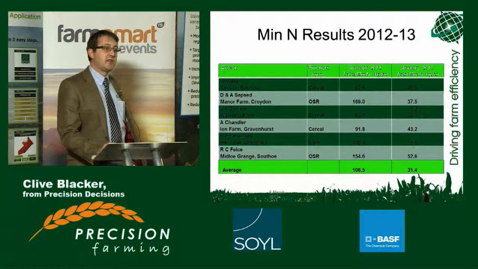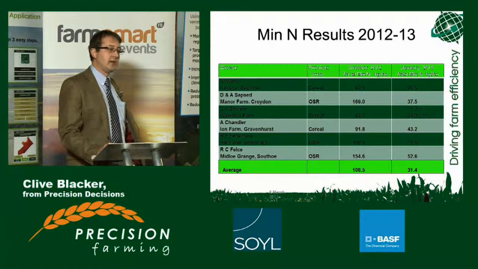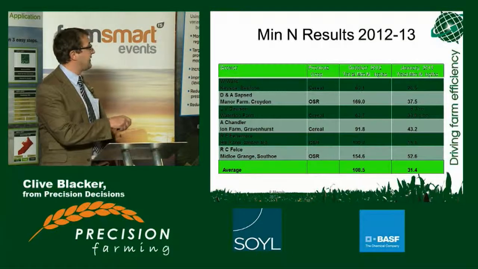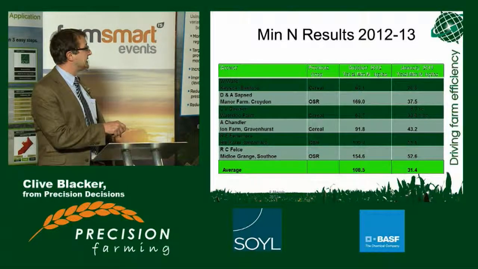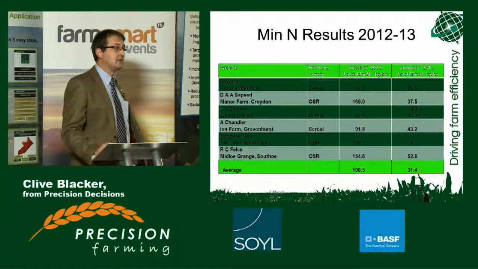If you look at some work that Yara have done this season, this is just looking at nitrogen losses potentially through soil leaching this season. So in October, you can see we've got 108 kilos of available N as an average across the trial sites. But when we've retested the same trial sites in January, you can see that we've got only 31. So we've lost over 72 kilos of N in the last season.